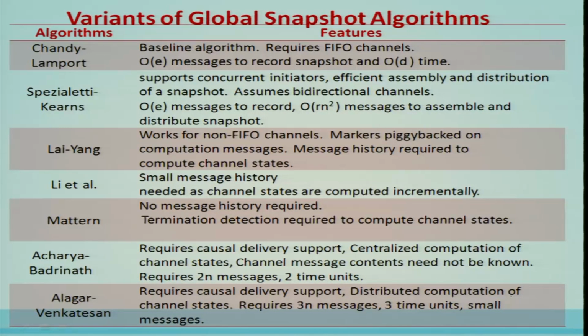We have seen these global snapshot algorithms, and as I told you, they are very sensitive to the communication channel model. The global snapshot algorithm given by Chandy-Lamport basically uses the FIFO model of the channel. So it is already written here that the Chandy-Lamport algorithm requires the channel model to be FIFO. The Chandy-Lamport algorithm uses order E messages to record the snapshot and uses order T time. Then Spezialetti and Kearns have improved this algorithm to support concurrent initiation, so that is also following the FIFO model. Then there are algorithms which use the non-FIFO model.